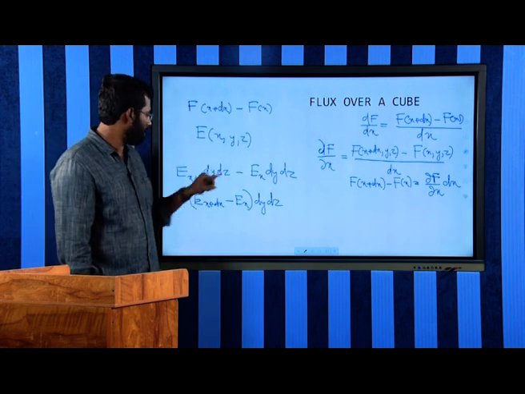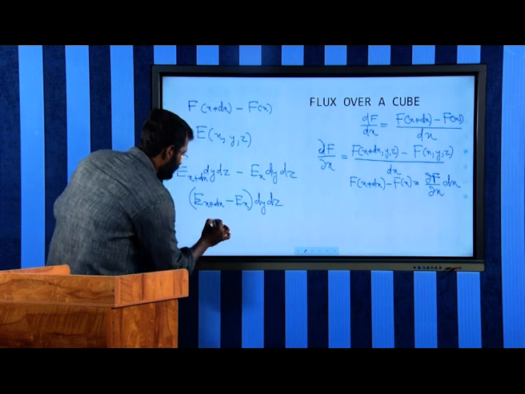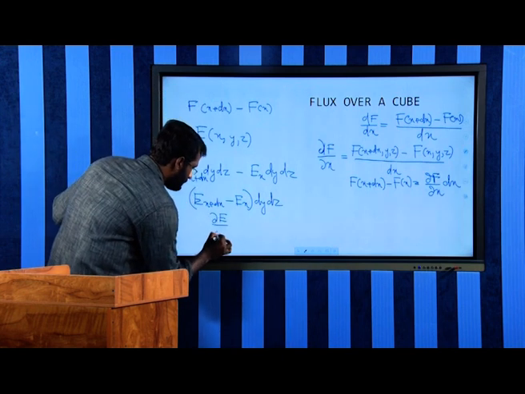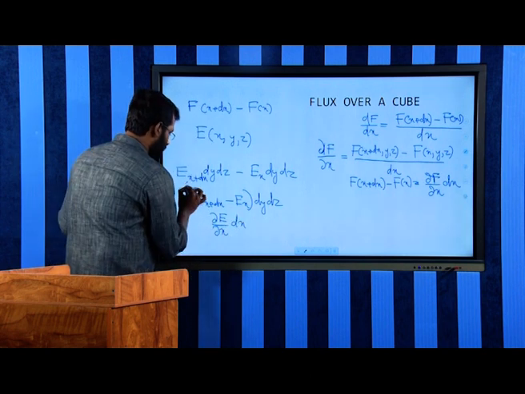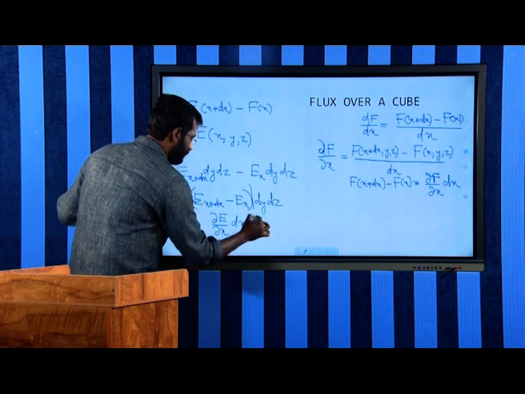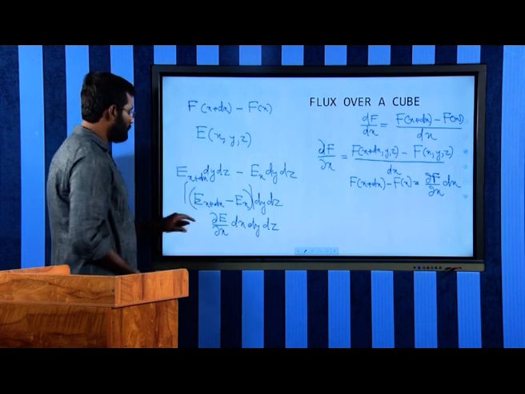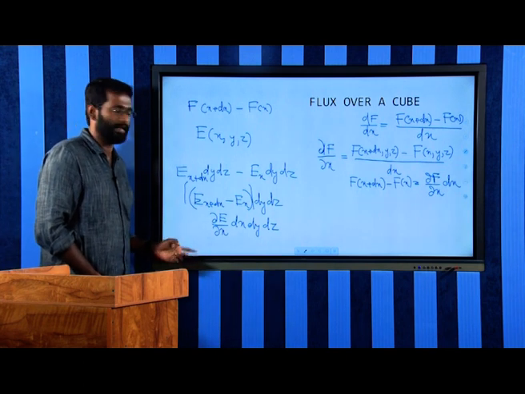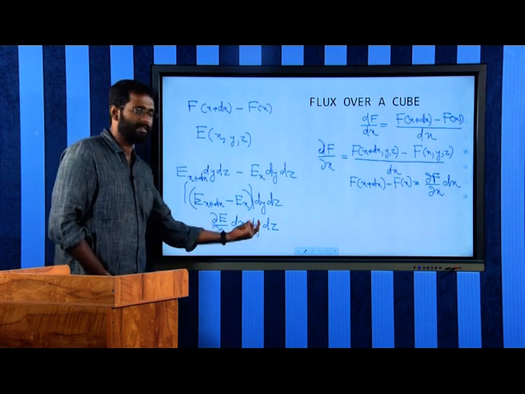So, we can substitute instead of this ∂f/∂x, we can put here ∂E/∂x into dx. This we got from here, into the remaining dy dz. Okay. So, we evaluated for the front and back surface together and we got the sum as ∂E/∂x dx dy dz.